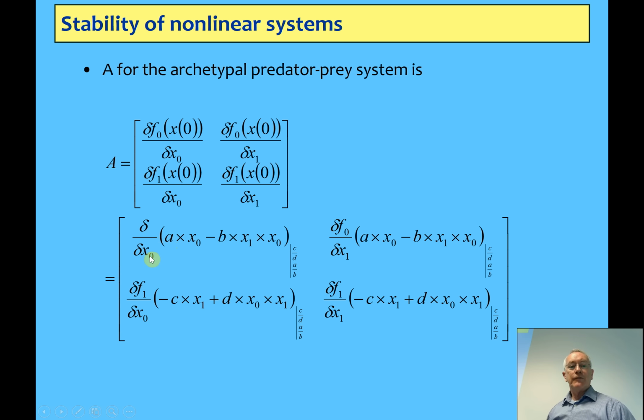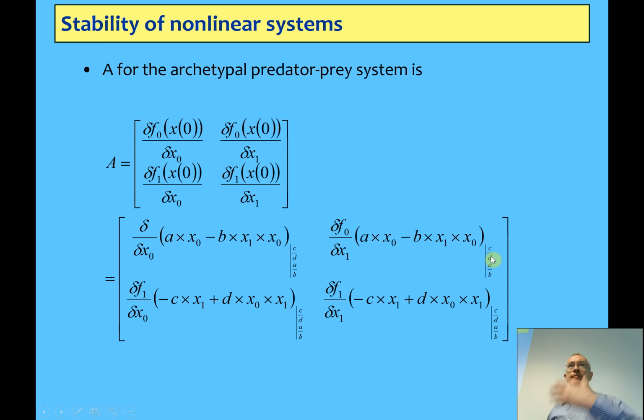But there's the differential with respect to the number of fish, with the fish function. So that's going to give me A minus B times x1. And then I'm going to feed in the values for x0, which is C over D, and x1, which is A over B. That's what all that notation means there. So again, the same story here. This is the differential of the fish function with respect to the number of sharks. That term is going to be 0 because there's no x1 there. This is going to be minus B times x0, and then I can feed in the value of x0, which is C over D. Okay.